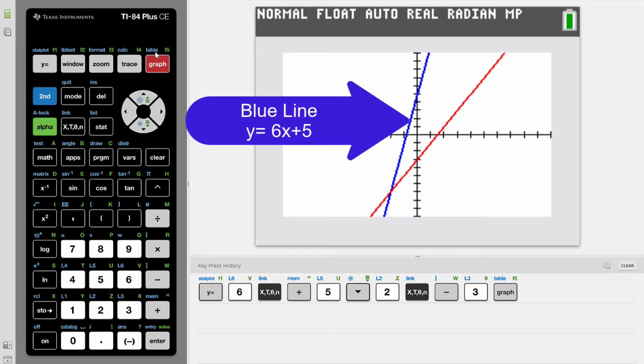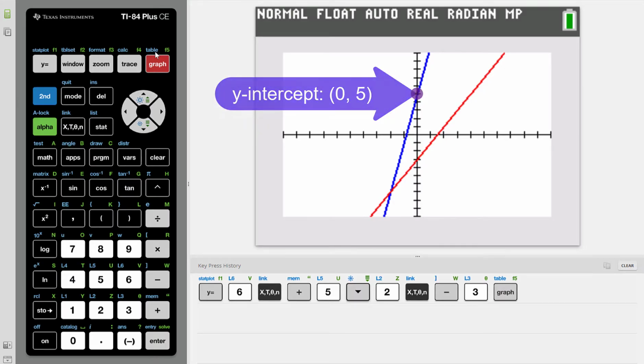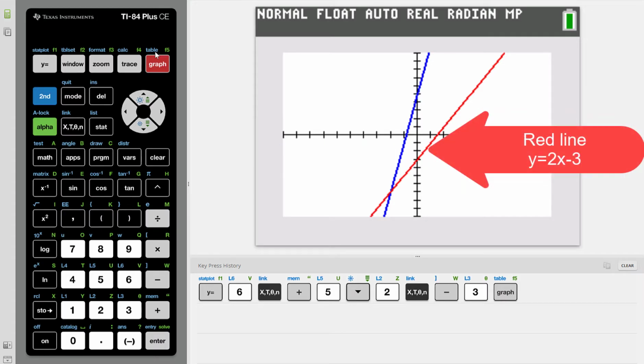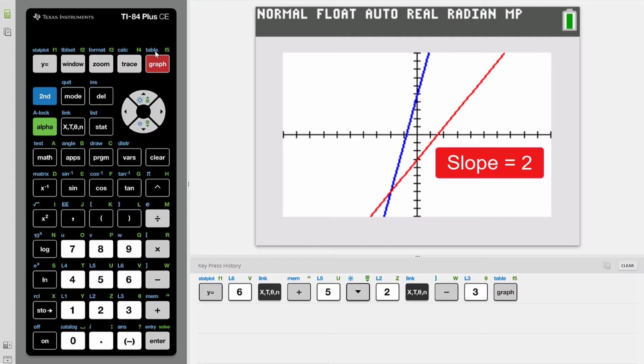The blue line represents our equation y equals 6x plus 5. It has a y-intercept at (0, 5), and it has a slope of 6. The red line represents our equation y equals 2x minus 3. It has a y-intercept at (0, -3) and a slope of 2. In order to find the solution to the system, we need to find the point of intersection.